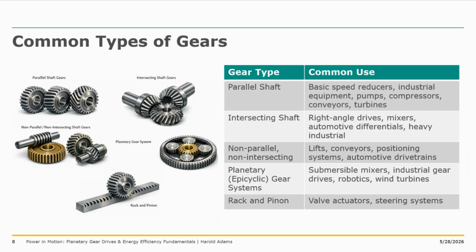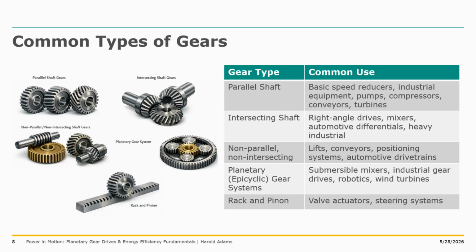Here are a few examples of some of the common gear types organized by geometry and application relevance. So to the very far left, the first set are parallel shaft gears. Examples of parallel shaft gears include the spur, helical, and double helical gears. These gear sets have either straight or angled teeth, are simplistic in nature, cost-effective, and are used as basic speed reducers for industrial equipment, pumps and compressors, turbines, and conveyors.